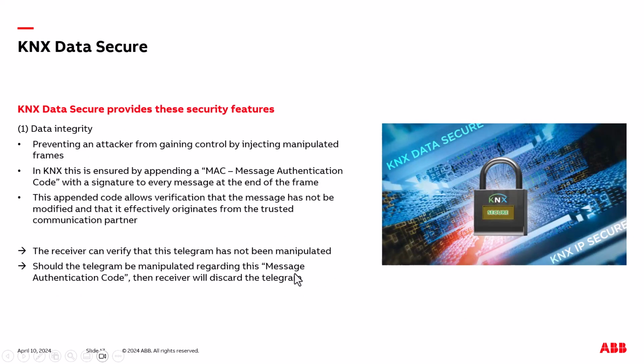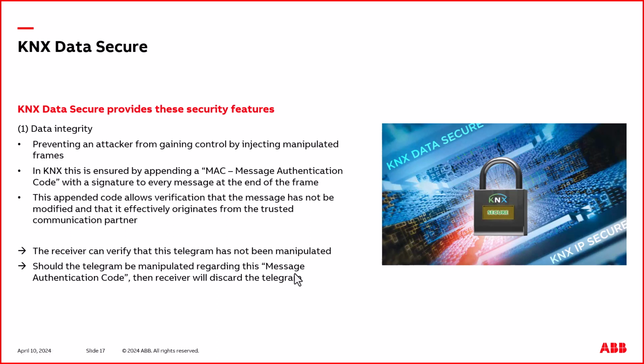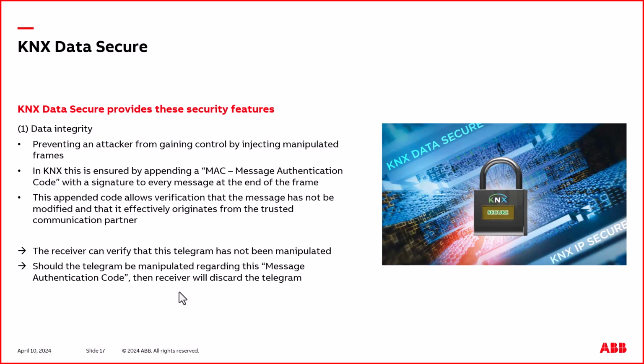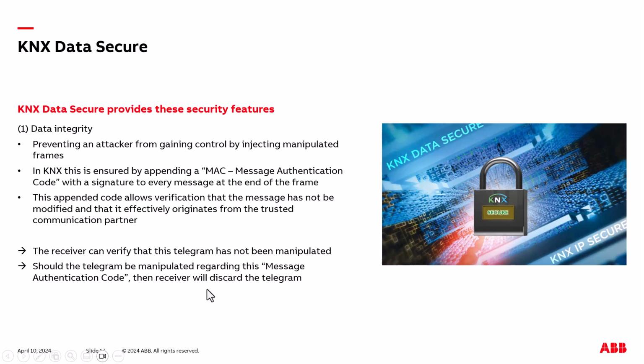So our KNX Data Secure is based on, let me say, 4 pillars. One is our data integrity. It means an attacker has no chance to manipulate data, for example, to change the individual address or a value. Thanks to this message authentication code, the receiver, our actuator, can see that some data were manipulated, and then he will not accept this telegram and will not do this command. So this is the first, the data integrity.